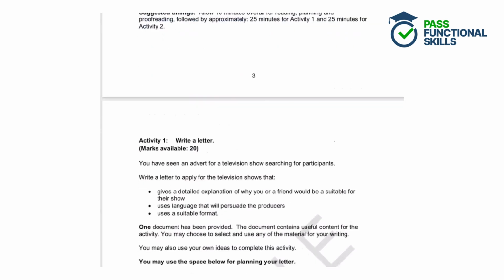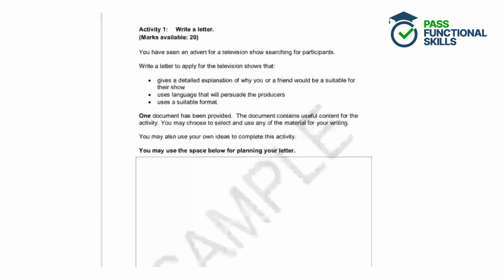So let's take a look at the first task. The first thing that we're told is that we need to write a letter. So we've got the text type that's been identified there. Now when we're writing letters, we need to use a range of organisational features, including the recipient's address, the sender's address, the date, and a polite greeting and a sign-off at the end.